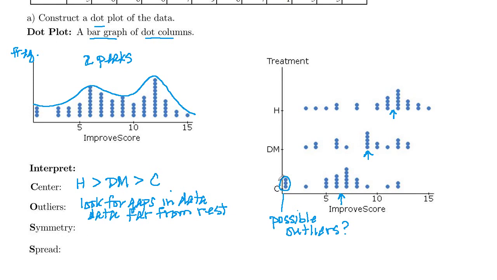Symmetry, what's the distribution of the data? If I try to draw a smooth curve across the top here, something like this, we can see that this is not a mound shape or a bell-shaped curve. It trails off to the left, so this tail is stretched out to the left. We call this skewed left.